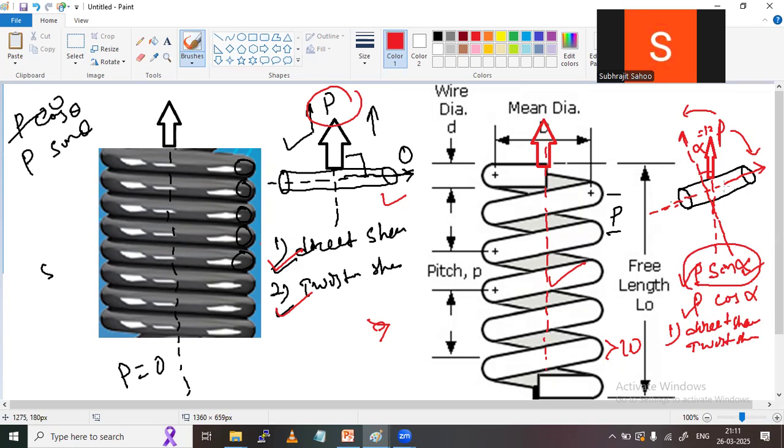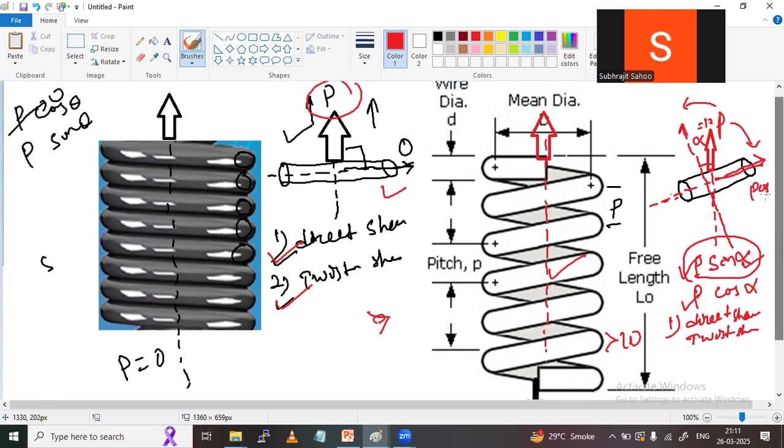Now, since there is the horizontal component P cos alpha, what will happen? Does P cos alpha have some effect or not? In the earlier case there was no horizontal component, zero, so no effect. But in this case some horizontal component of force is there, so some effect has to be there. You know what that effect is? Because of this force, one more stress will be developed. That stress is bending stress.